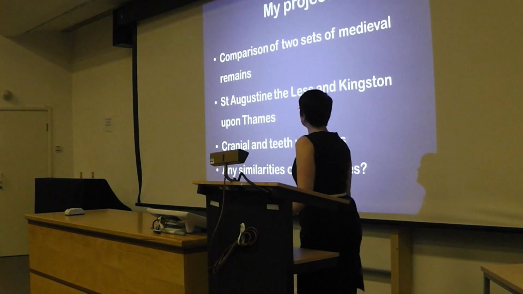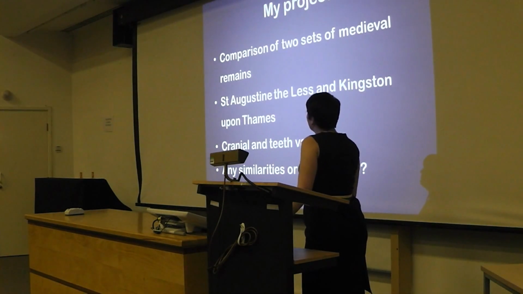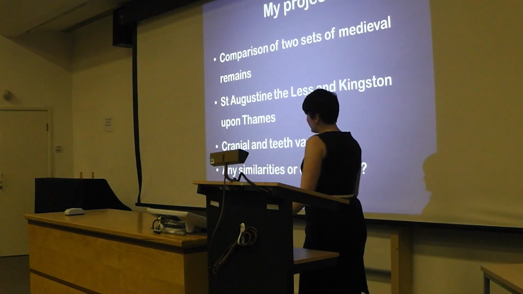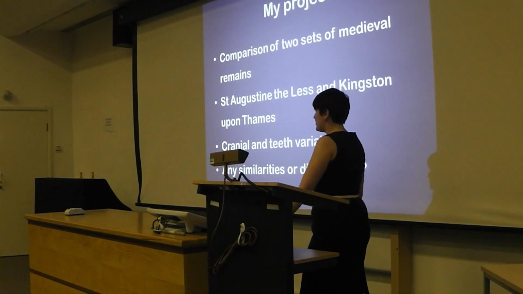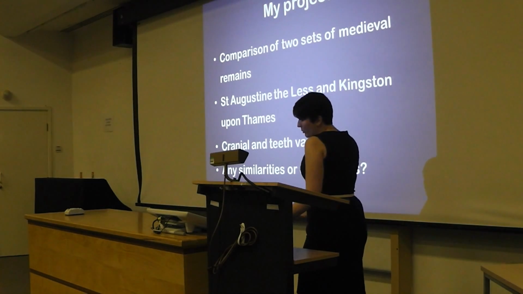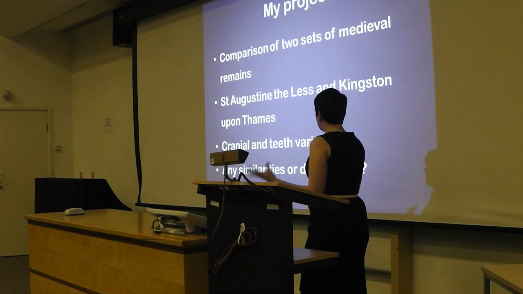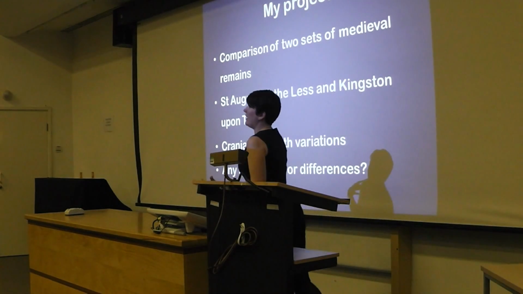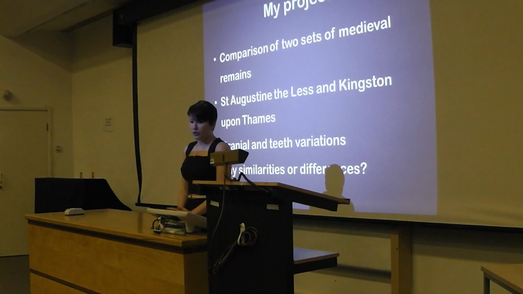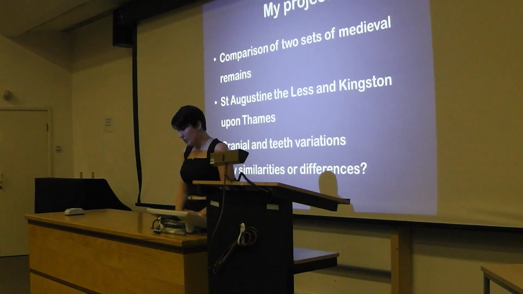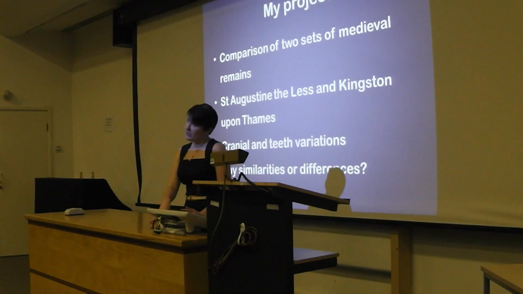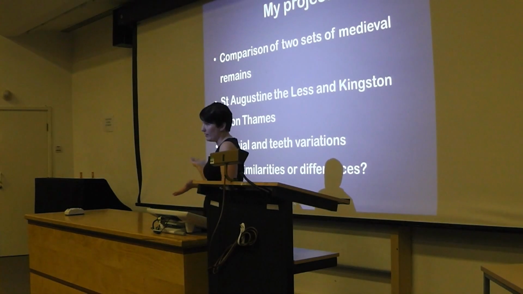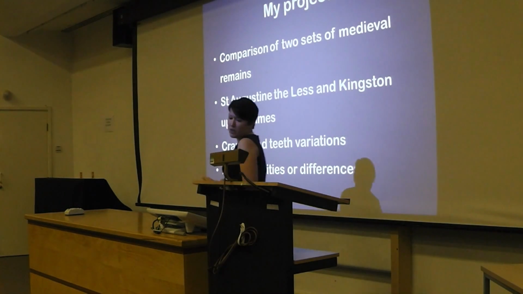So then my project. I'm comparing two sets of medieval remains. The first set is St Augustine-les, which is near Bristol, and the second is Kingston upon Thames, which is near London. I was hoping to find differences within these populations so that if you want to compare different areas, and you've only got the skeleton, you'll be able to see that if they've got this particular trait, then they're obviously from this area, such as using the shoveling in the teeth of Native Americans.